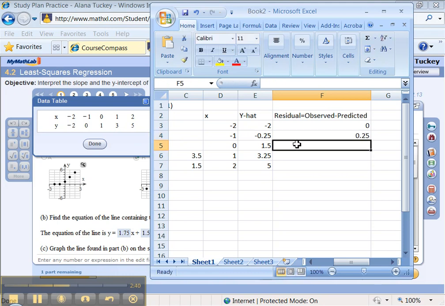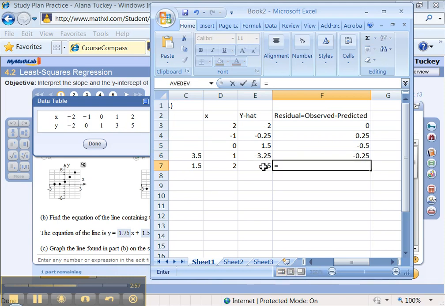Enter. Next one, I observed the number 1 minus what I thought would happen right there in cell E5. Enter. Next one. 3, take away this cell right here. Next one is 5, take away 5. Again, the last one's not going to have any residual either because the whole point was that you built it from these two points. All right, it wants the sum of the squared residuals.